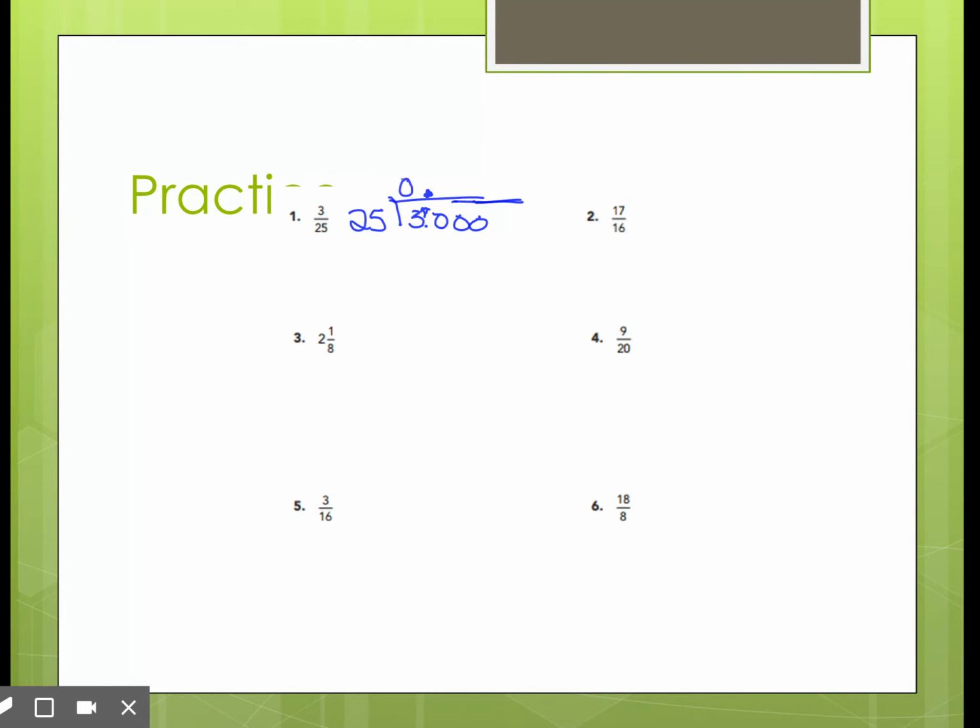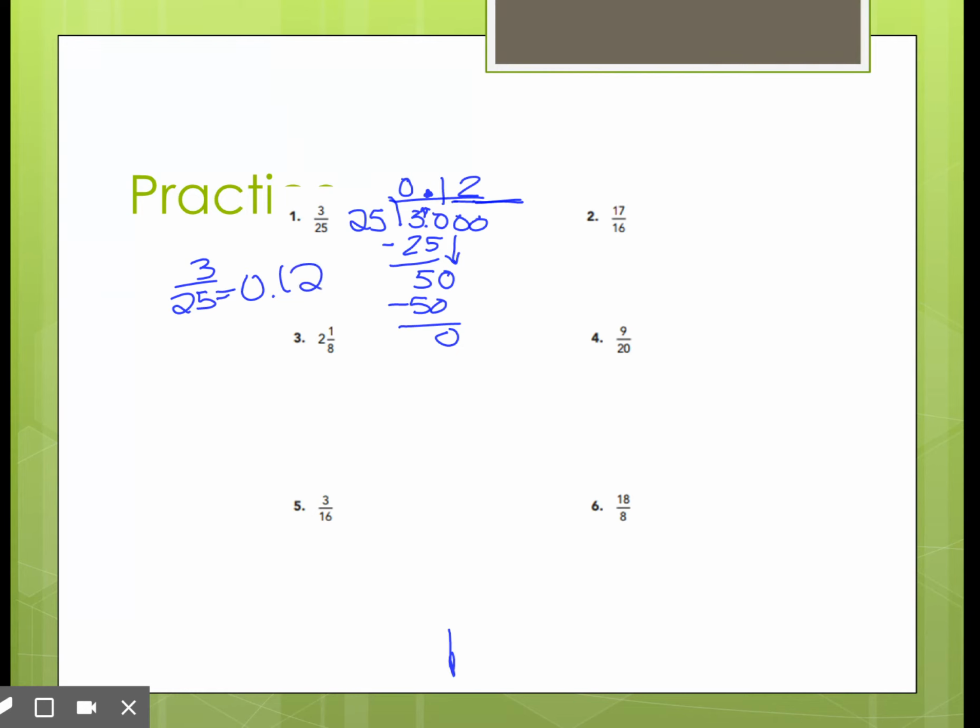25 can't go into 3. It goes in 0 times. So I put that 0 there. Now 25 can go into 30 one time. So 1 times 25, I subtract, it's 5. And then I bring down my next 0. 25 goes into 50 2 times. 25 times 2 is 50. At this point, I've wound up with 0, and I have nothing left to bring down but more zeros, so I am finished. So 3/25 is equal to 12/100 or 0.12.